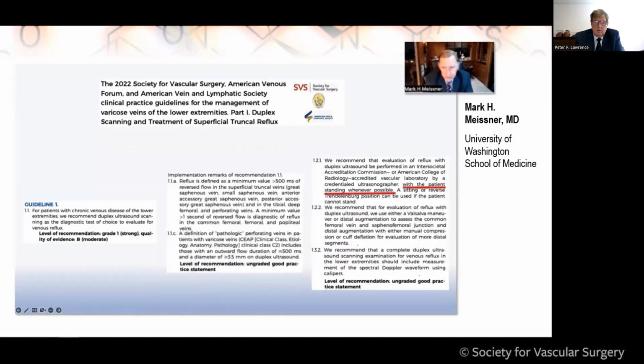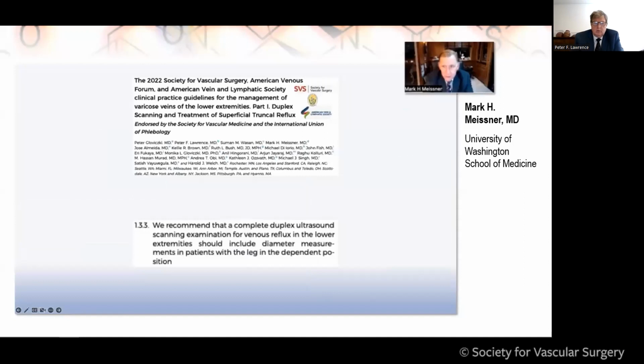Furthermore, evaluation in the standing position is recommended whenever possible, as are provocative maneuvers, either a Valsalva's maneuver or distal compression proximally, and distal compression for the more distal segments. The examination should also include measurement of spectral Doppler waveforms using calipers. The guidelines also recommend that diameter measurements be made with the leg in a dependent position.